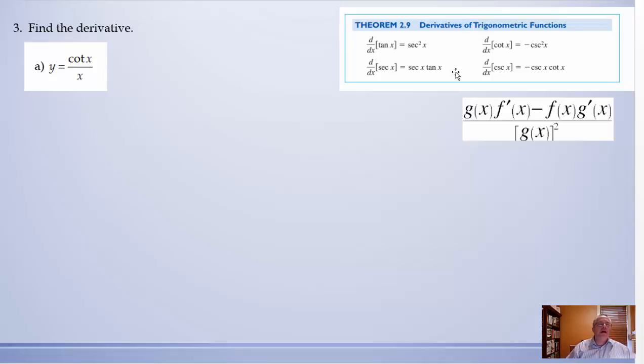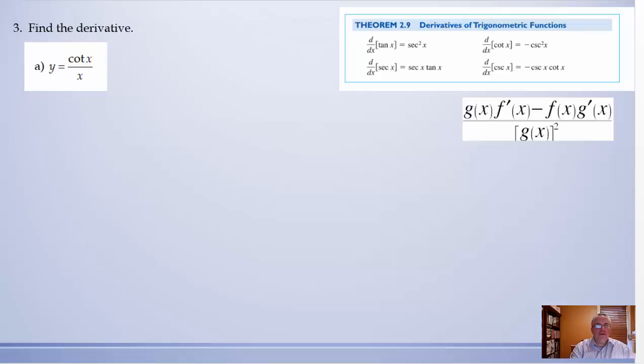Up here, I have the derivative of tangent, which we derived, the derivative of secant, which we derived, but I also have these two other ones here, the derivative of cotangent and cosecant. So they're derived in the same way, and we can use these when we need them. All right, so here we go.